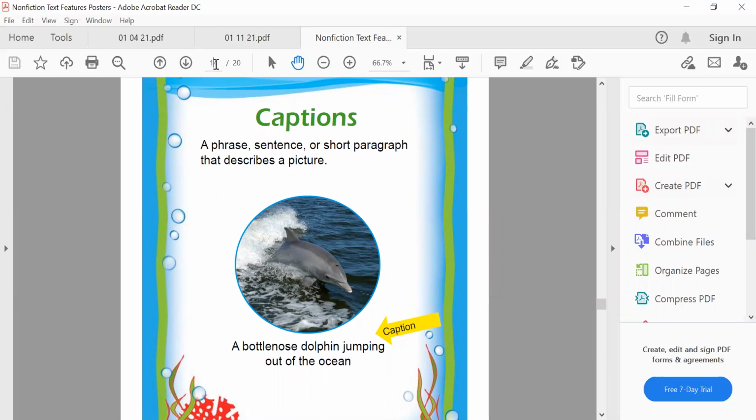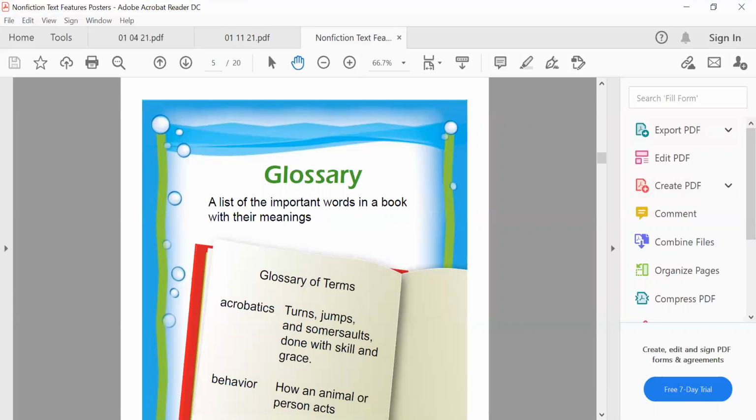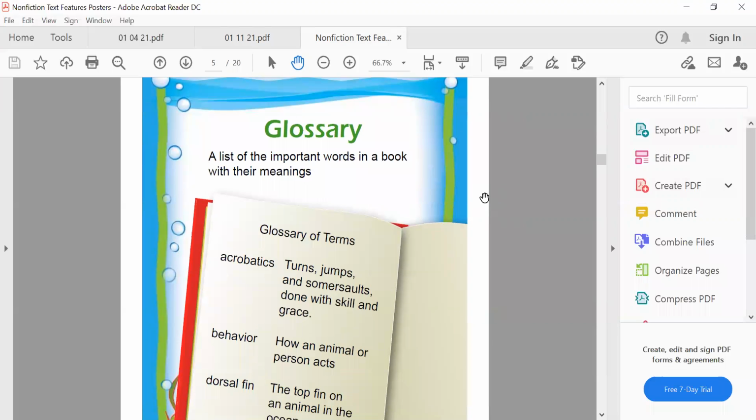And finally, let's take a look at the glossary. A glossary is a list of the important words in a book with their meanings. Here you can see an example of a glossary. It gives the word and the definition. It's much like a dictionary.